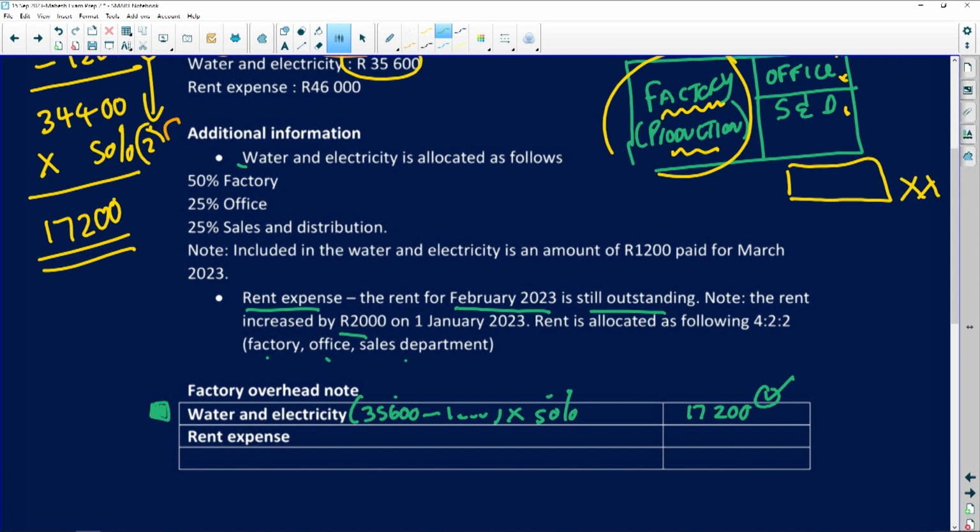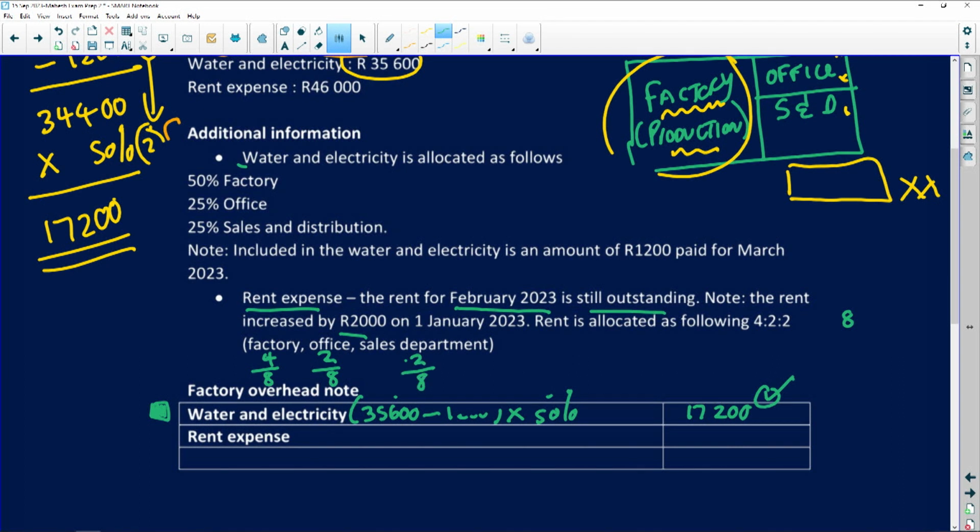Right, so how are we splitting the rent? Obviously 4 plus 2 plus 2. So if you look at, as you can see, the factory 4/8, so that's basically half of the expense belongs to the factory, right? So 4 over 8 is the factory, the office 2 over 8, and the sales department 2 over 8.